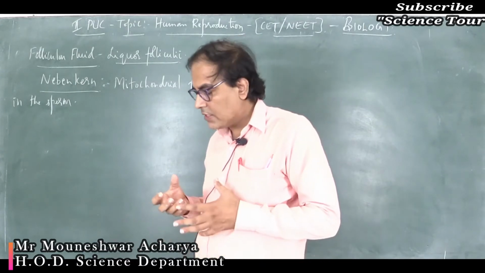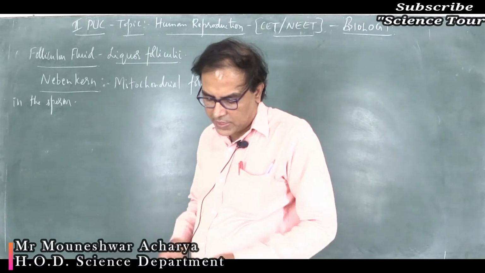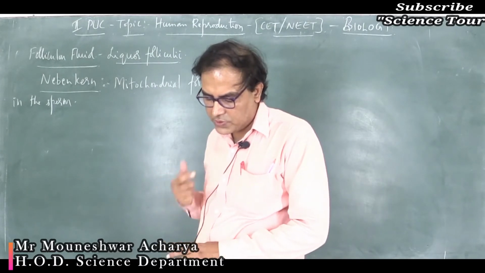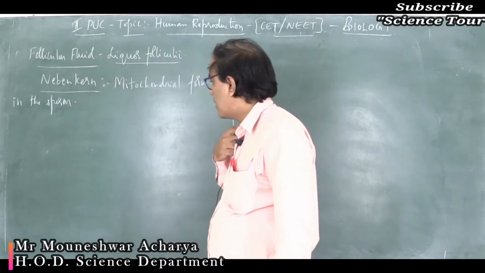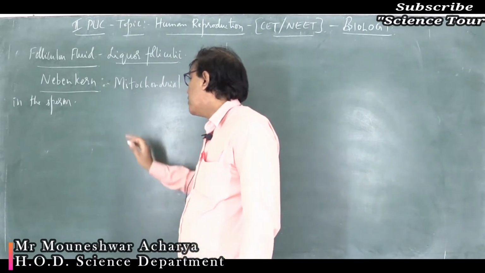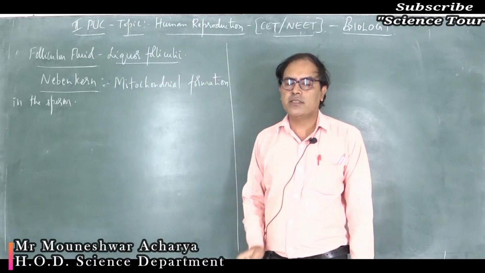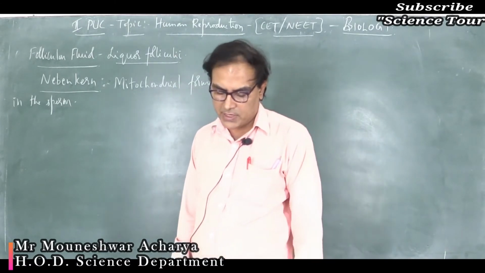So that is these aggregated mitochondria. They wrap around one another to produce the spherical Nebenkearn. That is called the Nebenkearn. And this mitochondria, if you remember the structure of the sperm, is at the middle piece region of the sperm. That is the Nebenkearn.